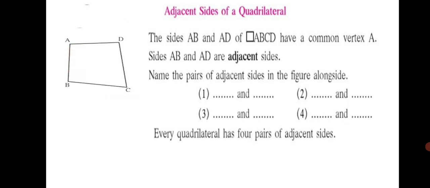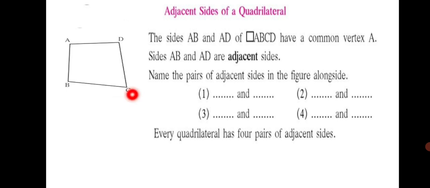Name the pairs of the adjacent sides in the figure alongside. So we have four pairs. Let's name them. Side AB and side AD is the first pair. Now let's start with B. Side BA and side BC is the second pair of adjacent sides.